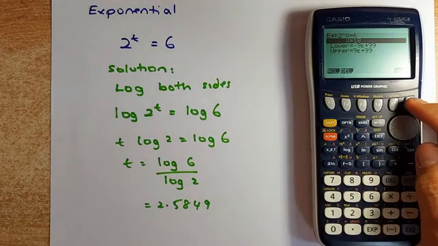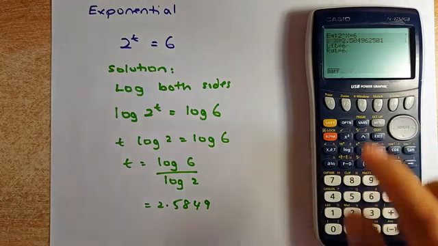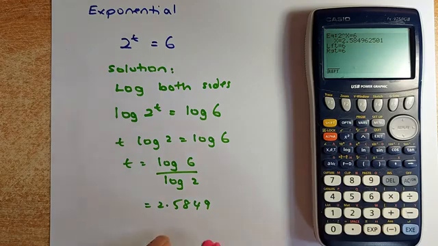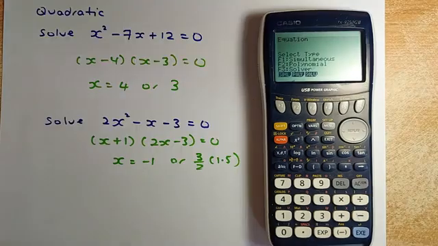And don't forget to press the solve button. And the solve button will give you 2.5849. It's exactly what we did before. Great, isn't it? Okay, now we're going to do quadratic.